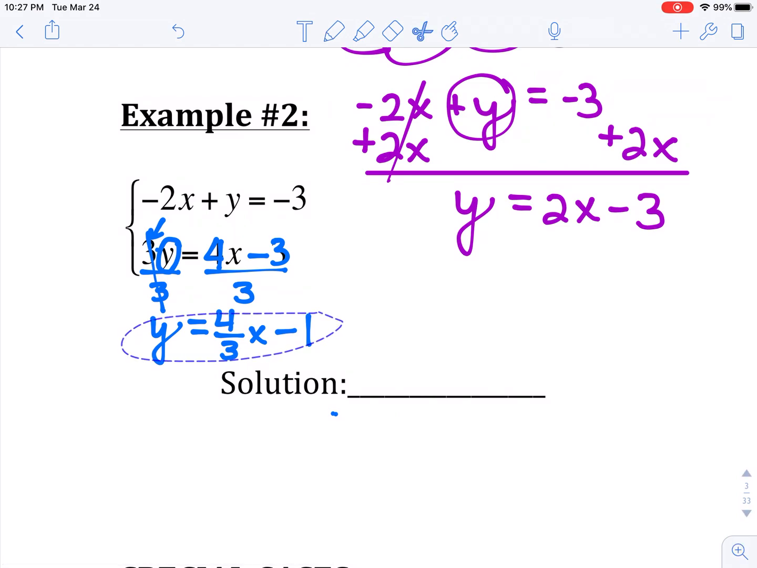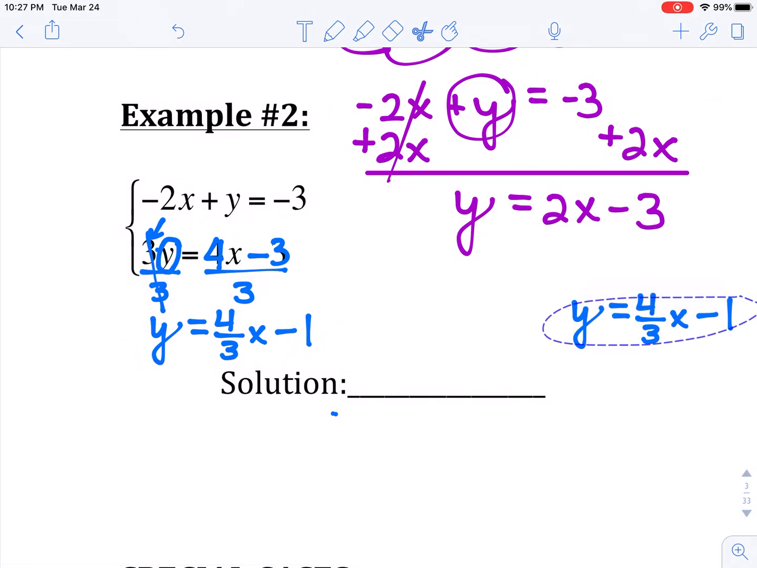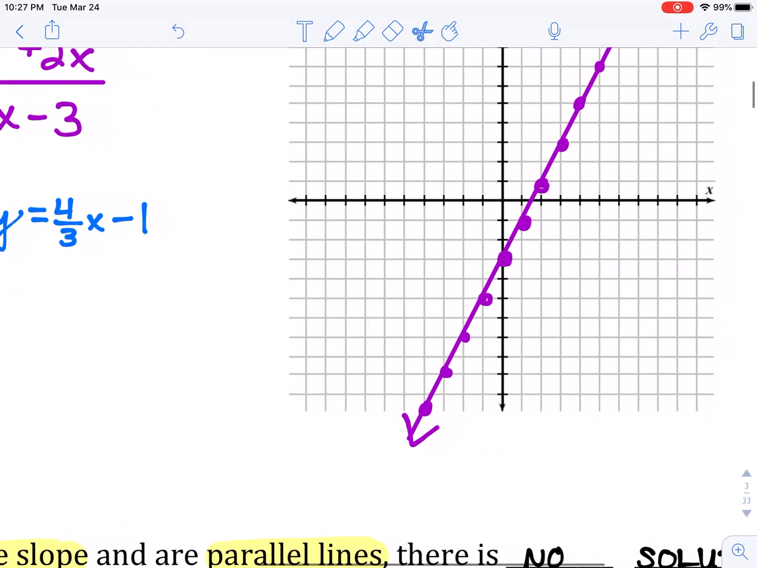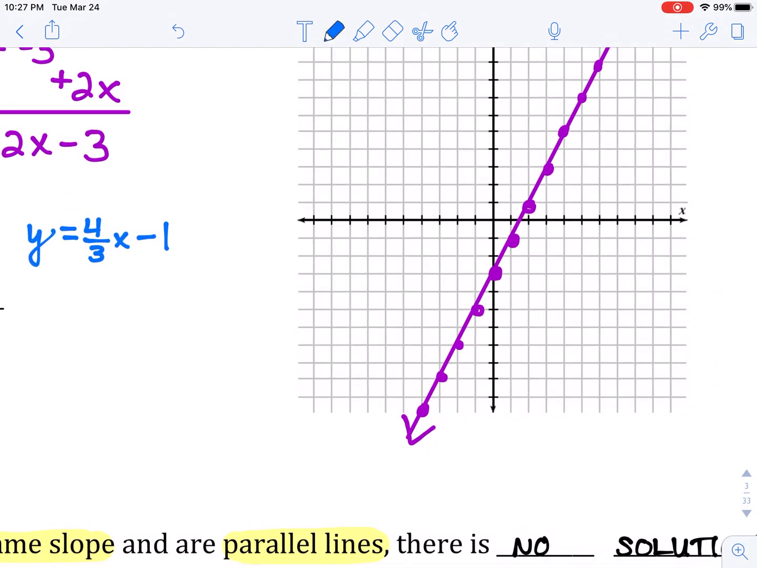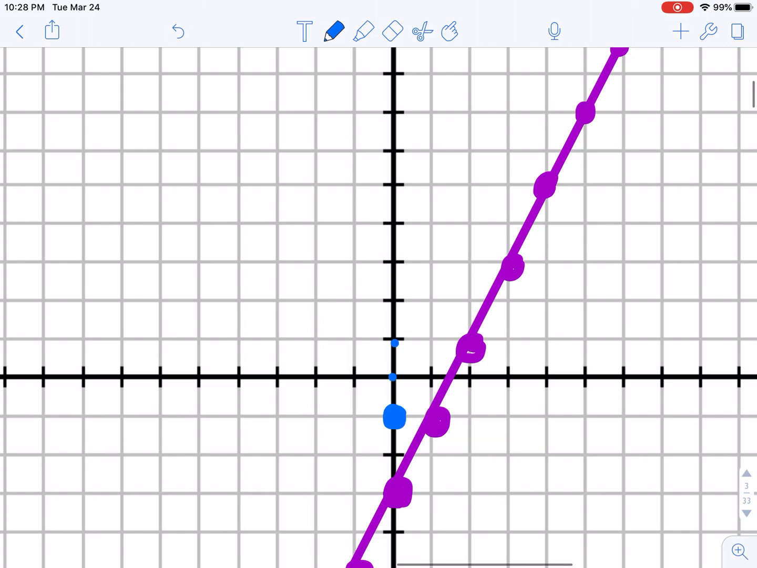I'm just going to copy it so I have it here for when I'm graphing. So we begin with b. This negative 1 means we begin down 1 unit from the origin. And that slope of 4/3 means we're going to, from that point of negative 1, move up 4, right 3. Up 1, 2, 3, 4, right 1, 2, 3. We can see right away where they cross.